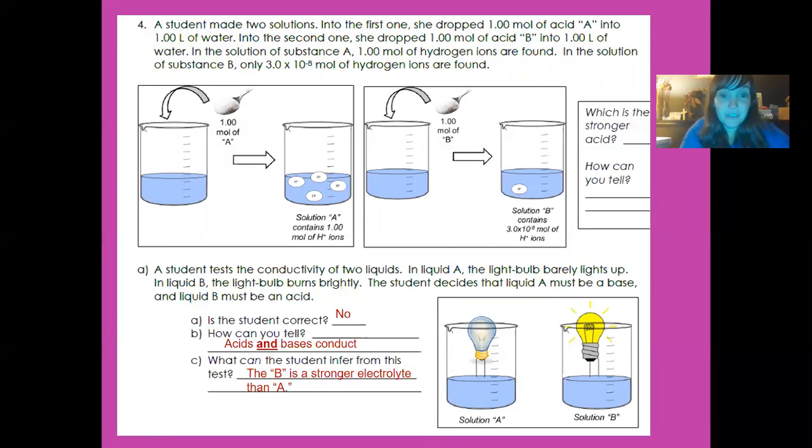So is the student correct? No. How can you tell? Because acids and bases conduct. And C, what can the student infer from this test? That B is a stronger electrolyte than solution A.